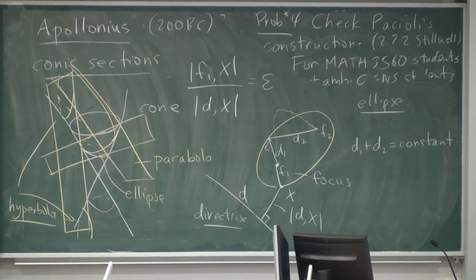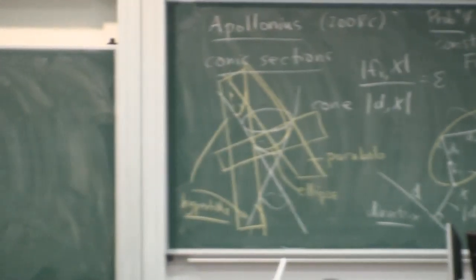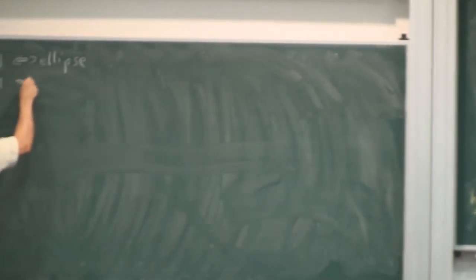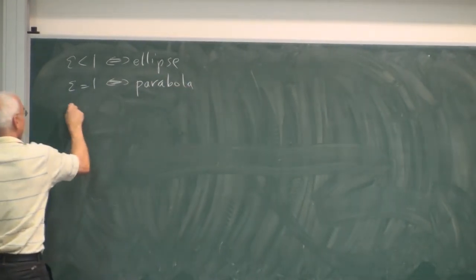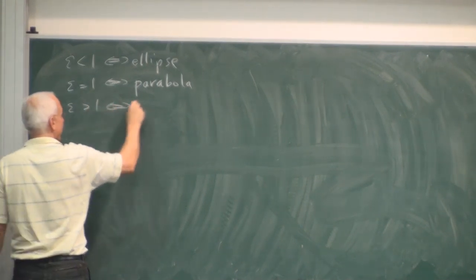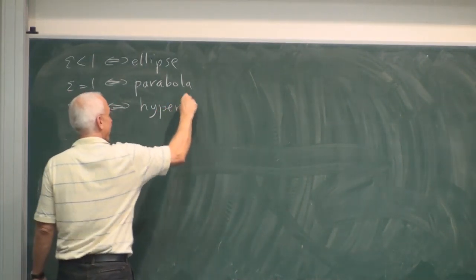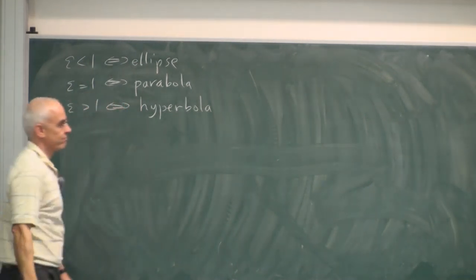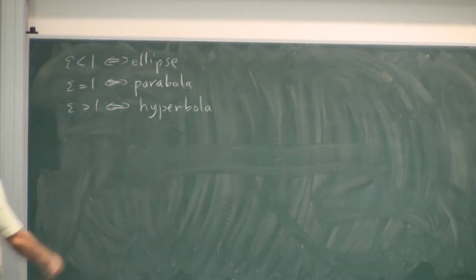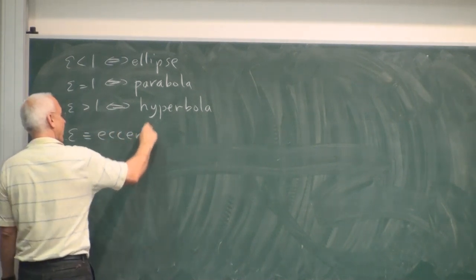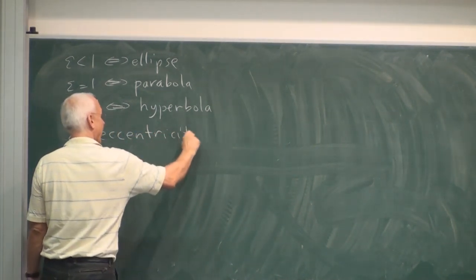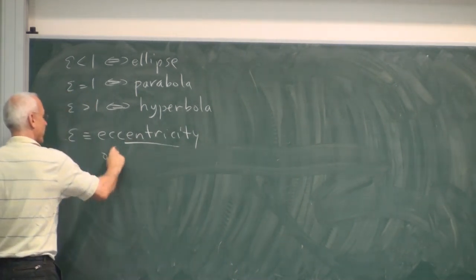If epsilon is less than 1, then we get an ellipse. If epsilon equals 1, we get a parabola. And if epsilon is bigger than 1, we get a hyperbola. This number epsilon is called the eccentricity of the conic.